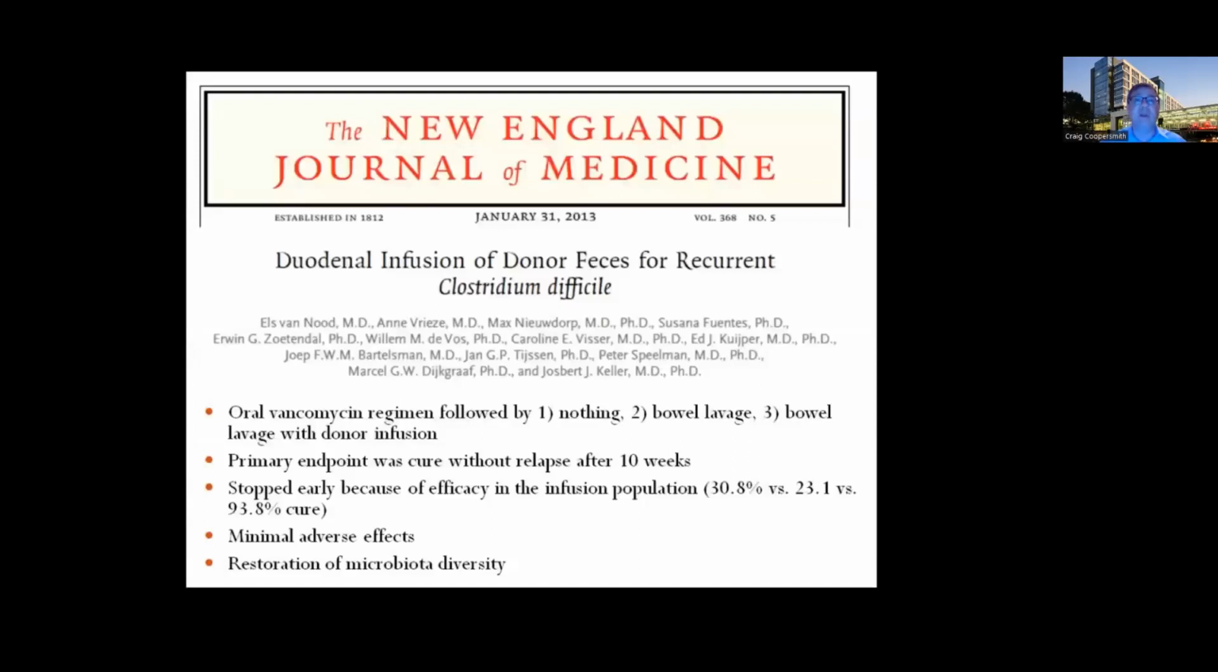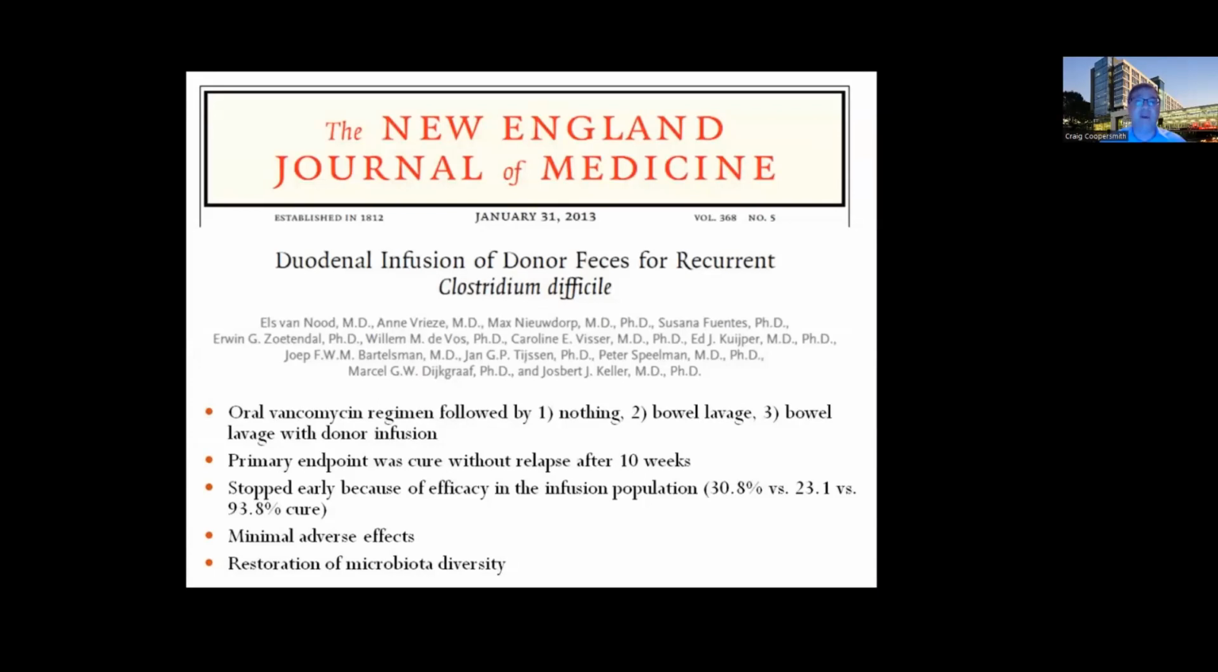So this is nearly a decade old now. This is really what got us talking about stool transplants. Duodenal infusion of donor feces for recurrent C. difficile colitis. Note, this is not ICU patients. These are non-ICU patients, but people with recurrent C. diff.